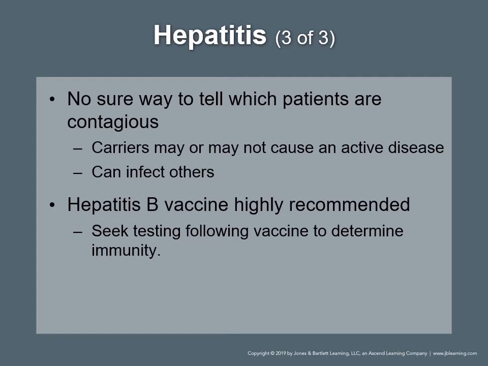Management of patients with any type of hepatitis is strictly supportive. There is no sure way to tell which hepatitis patients are contagious. Toxin-induced hepatitis is not contagious. A carrier is a person or animal in whom an infectious organism has taken up permanent residence and may or may not cause an active disease. Carriers may never know that they harbor the organism, but they can infect others.